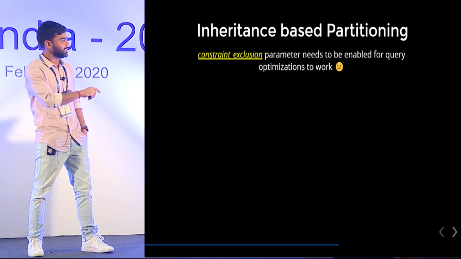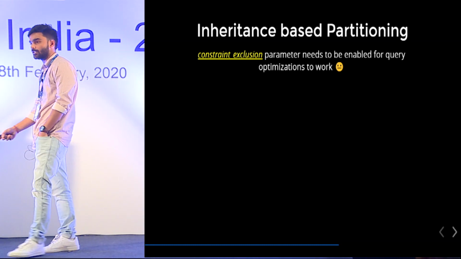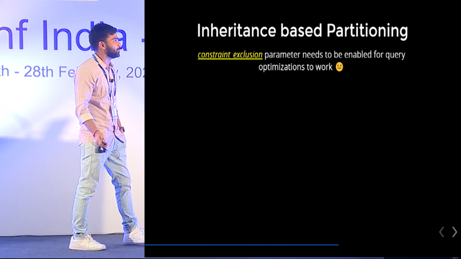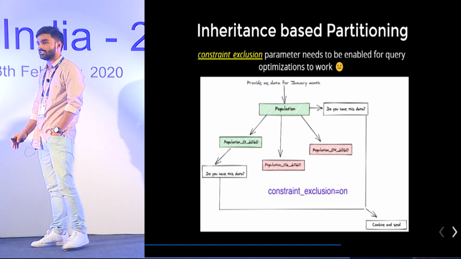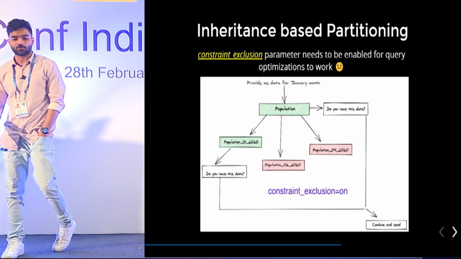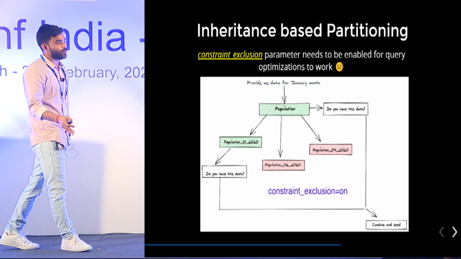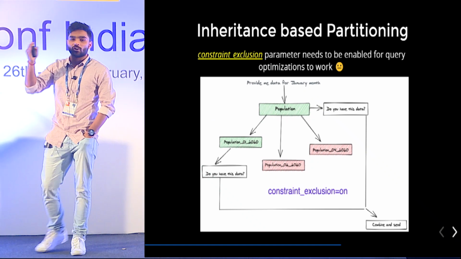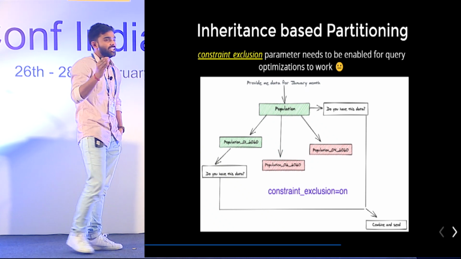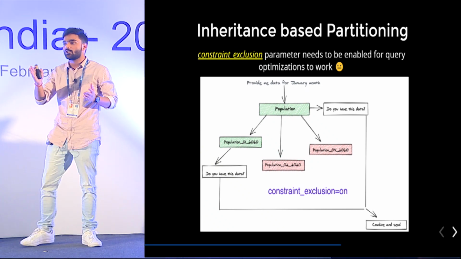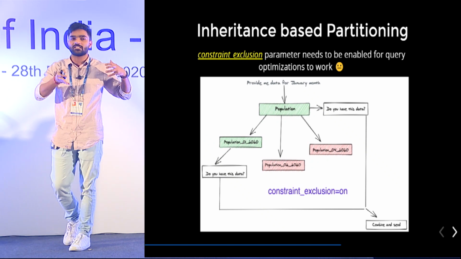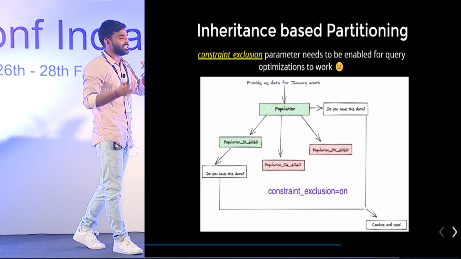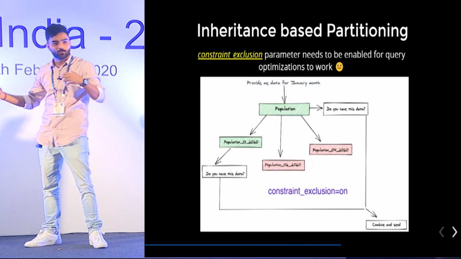Thankfully, there is a way to override this, which is constraint exclusion. Constraint exclusion parameter needs to be enabled for query optimization to work. What does that look like? If you have the constraint exclusion parameter set, it will still go to the parent table, but since you have said provide me data for January, it will say okay, I have checked for January in my January table, I'll go to just the January table, I'll exclude February, I'll exclude March, and I'll combine the data from parent table and the January table and send it back to my user, right?